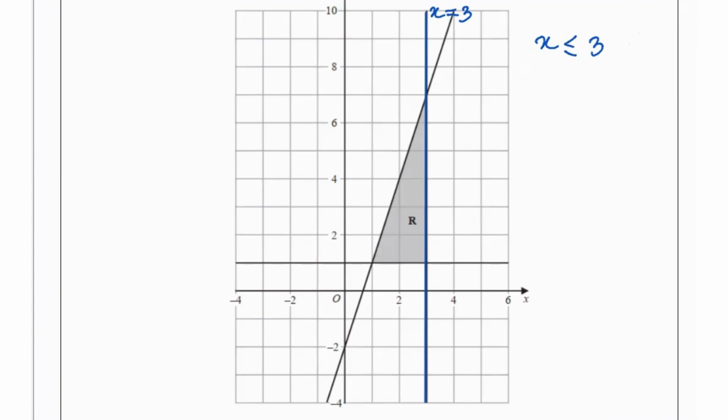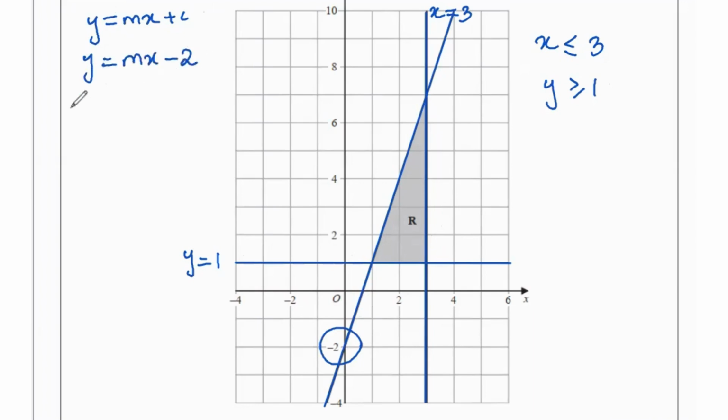Then for the other line, that's passing through y equals to 1. So over here, if you look at the shaded part, it's showing values of y above the line, which means they're increasing. So that's y is greater than equal to 1. And now for the slant line, for this, we need to figure out the equation. So a straight line has the equation of y equals to mx plus c. C is your y-intercept, which is -2. M is your gradient, which is rise over run.